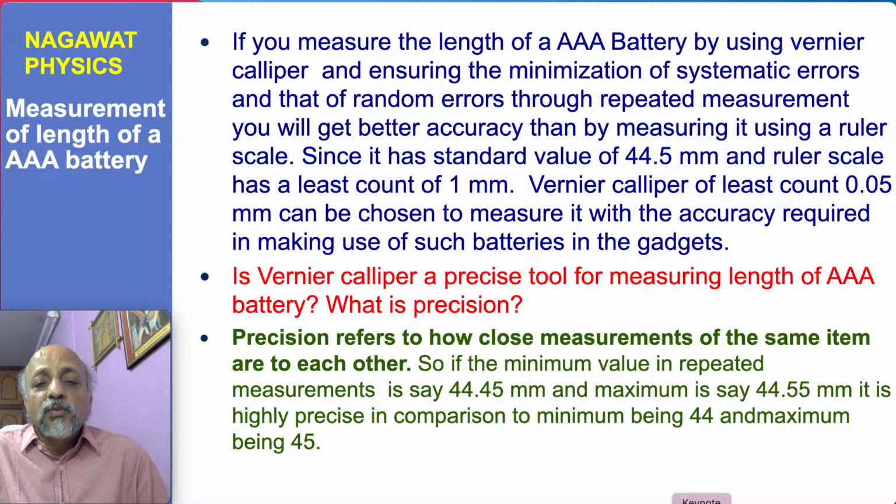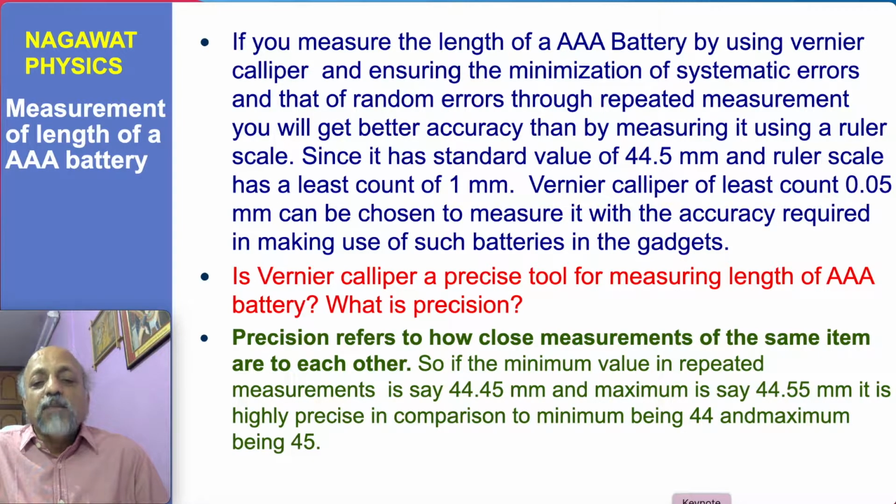Precision refers to, in the case of many measurements which you make for minimizing the random error, how close measurements of the same item are to each other. So, if the minimum value in repeated measurement of AAA battery length is say 44.45 millimeter and the maximum value is say 44.55 millimeter, the values are in the range 44.45 millimeter to 44.55 millimeter, and the difference between maximum and minimum is 0.1 millimeter.